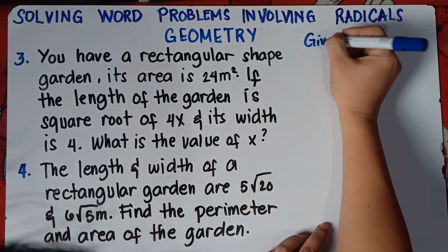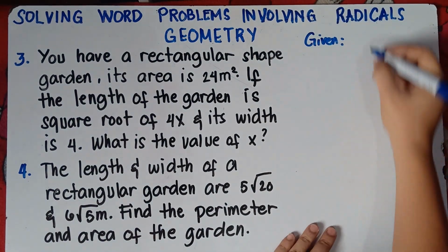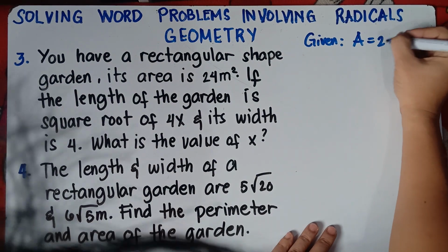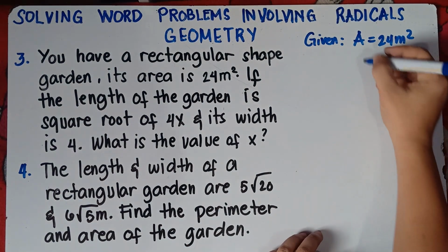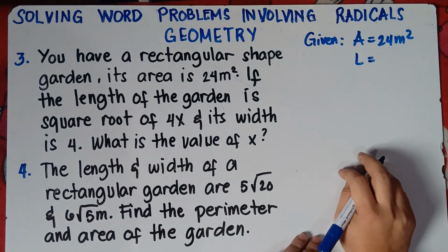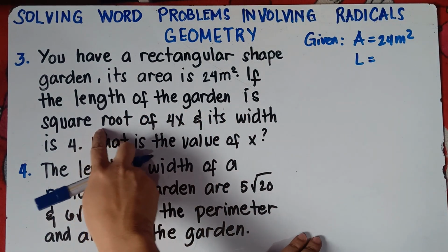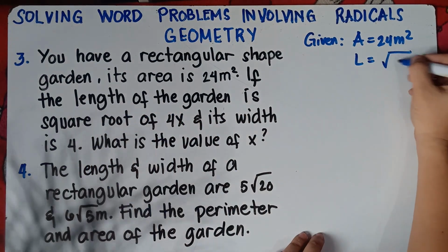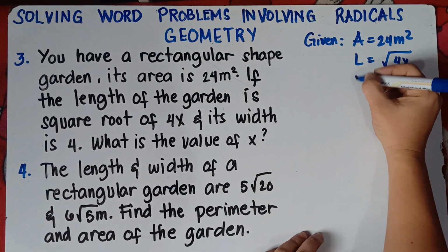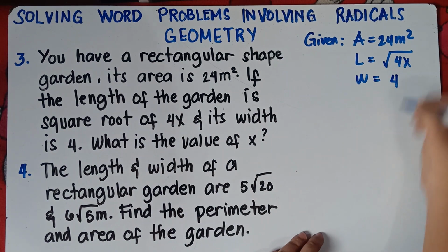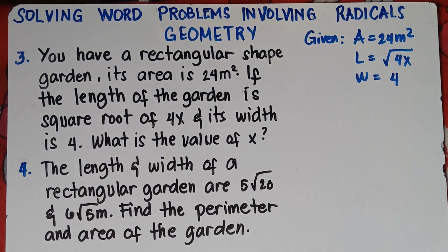Once again, given the area, that would be 24 meters squared. And we have the length, the length of the garden is square root of 4x. And the width is 4. And you're told to find x.